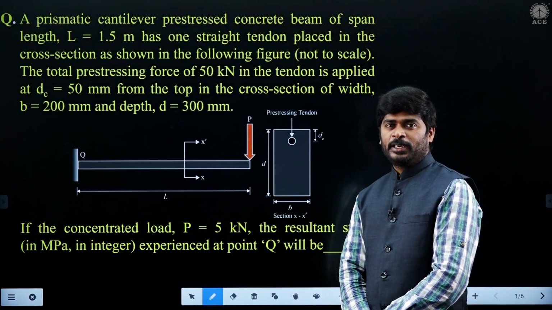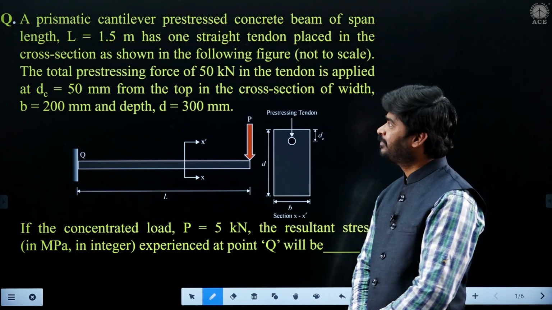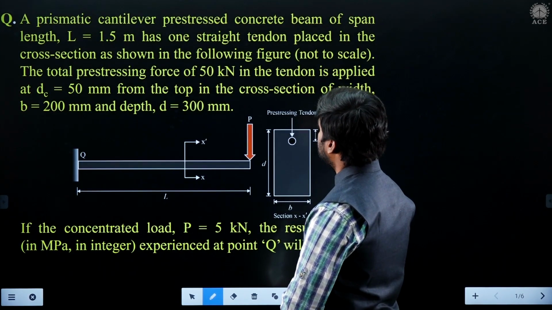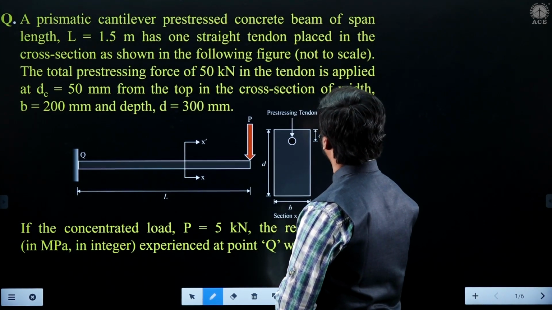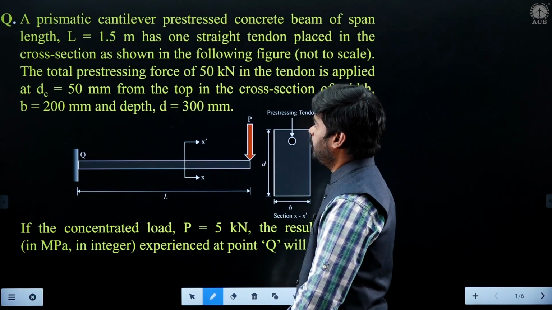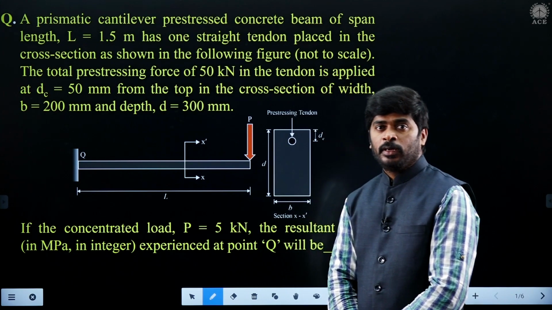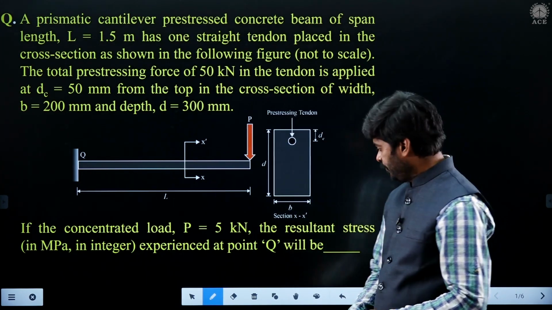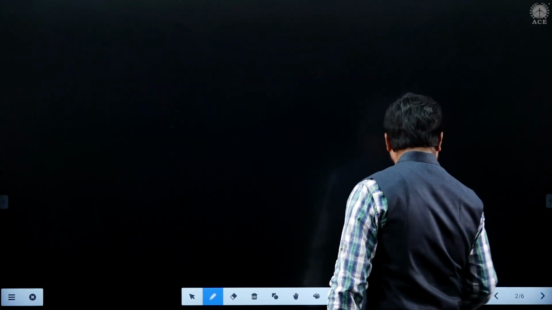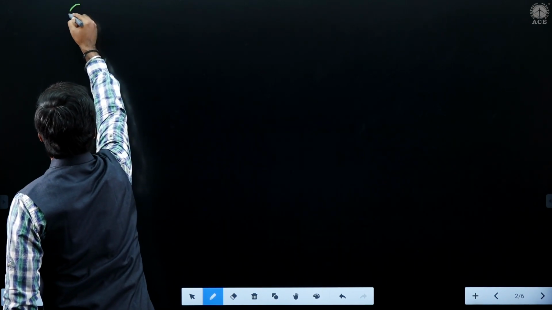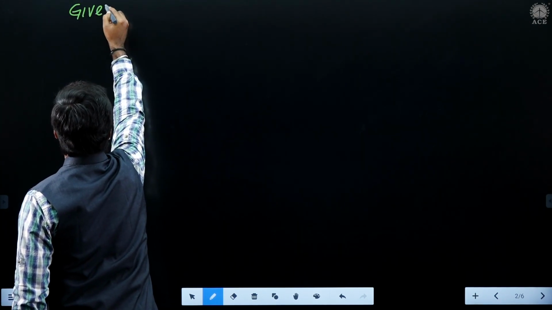Okay, let me read this question first. A prismatic cantilever pre-stressed concrete beam of span length L equal to 1.5 meters. I would like to write the given data simultaneously. Okay, what is given here? Given data.